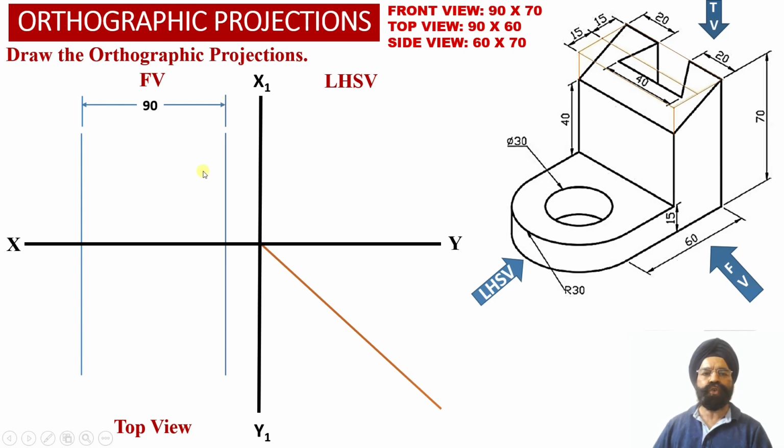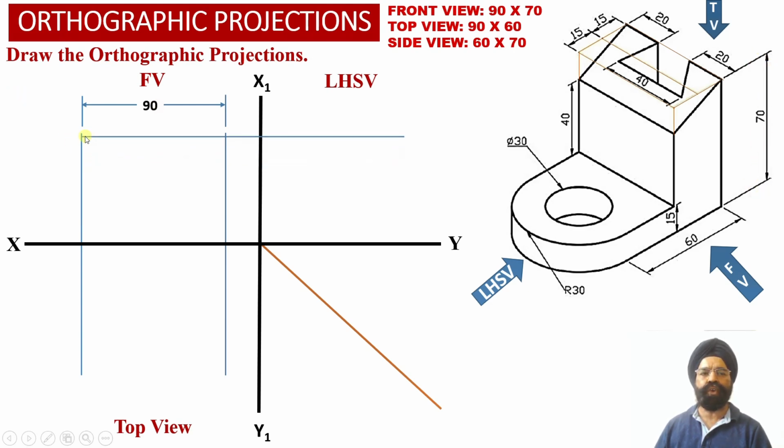And these two vertical projector lines, we have appropriately extended them into the top view projections also, because into the top view projections also we are going to require the width of the solid equal to 90 millimeter over here. And we also know that the height of the solid happens to be equal to 70 millimeter.